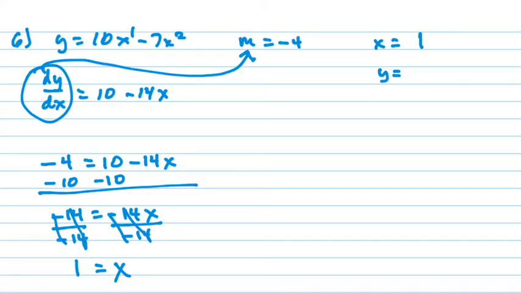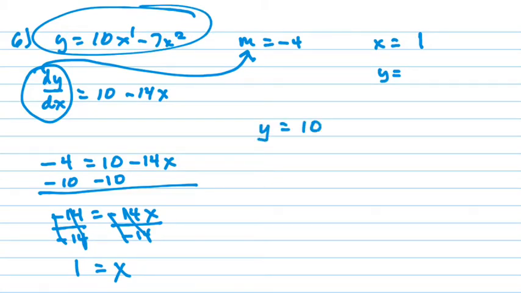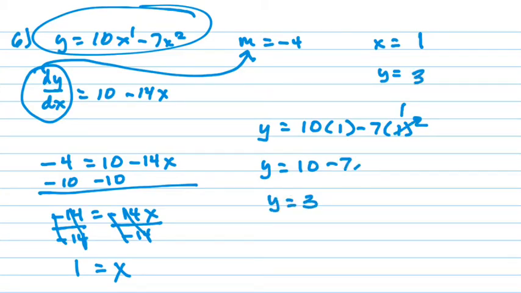If I know x, how can I find y? Plug it into your original function. So y equals 10 times 1 minus 7 times 1 squared, which is y equals 10 minus 7. So y equals 3.